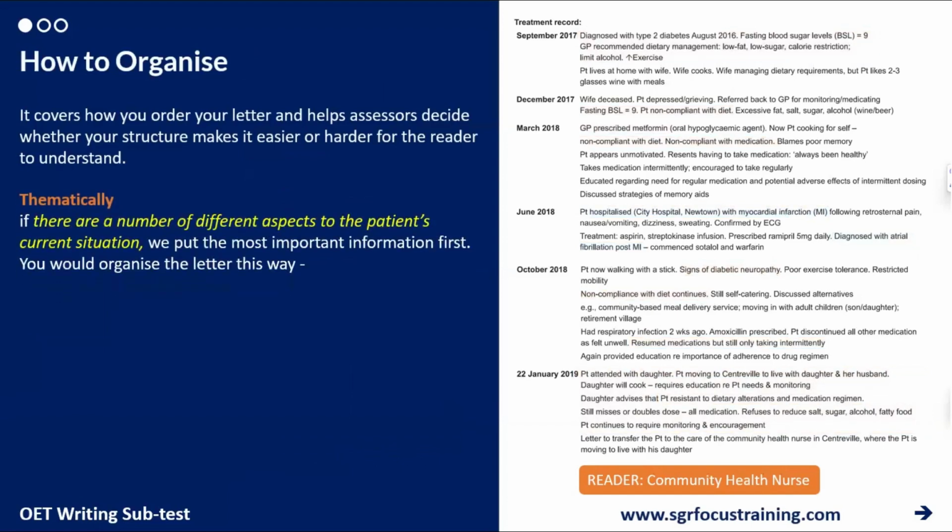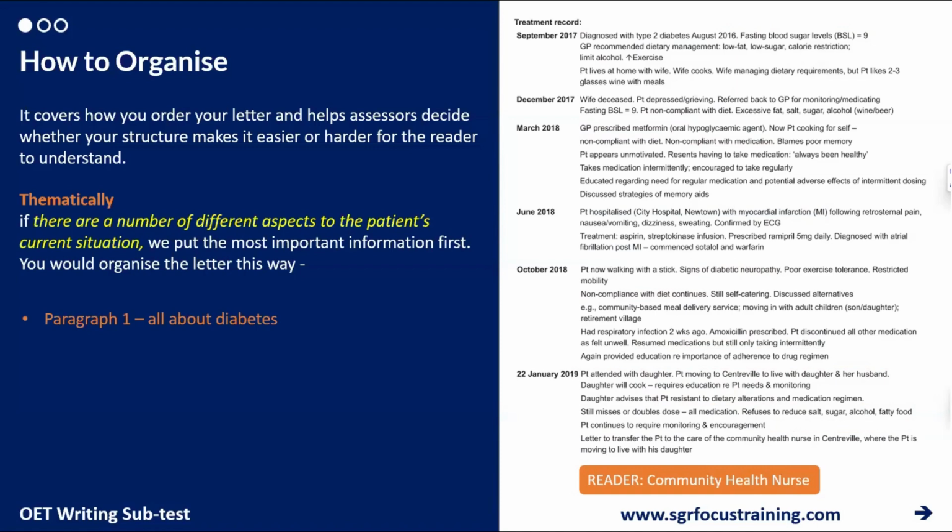For this type of case note, another way to organize the letter is by putting the most important information first. In these situations, presenting the information thematically will be the most appropriate organization for the reader. You would organize the letter this way if there are a number of different aspects to the patient's current situation. In this letter, there is a timeline of the patient's history, like the last example, because it remains important for the reader to understand what happened and when. However, the information is laid out thematically rather than chronologically.